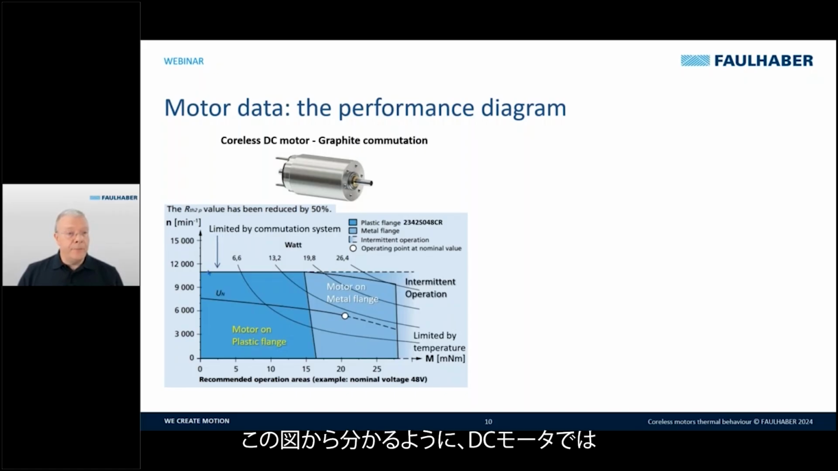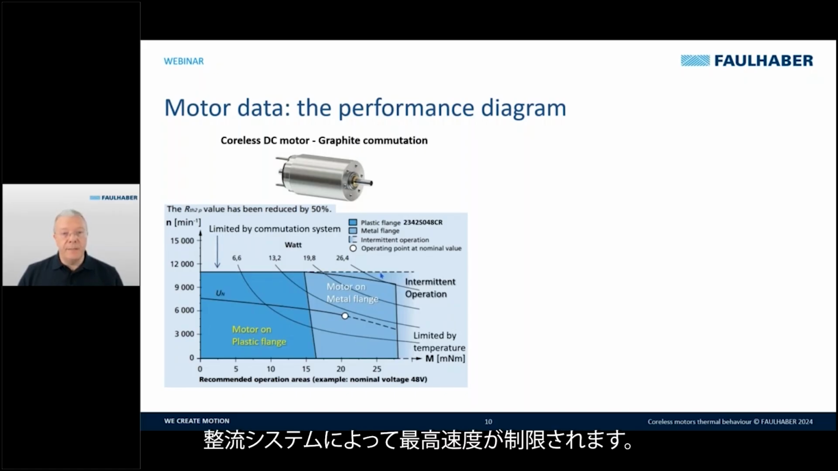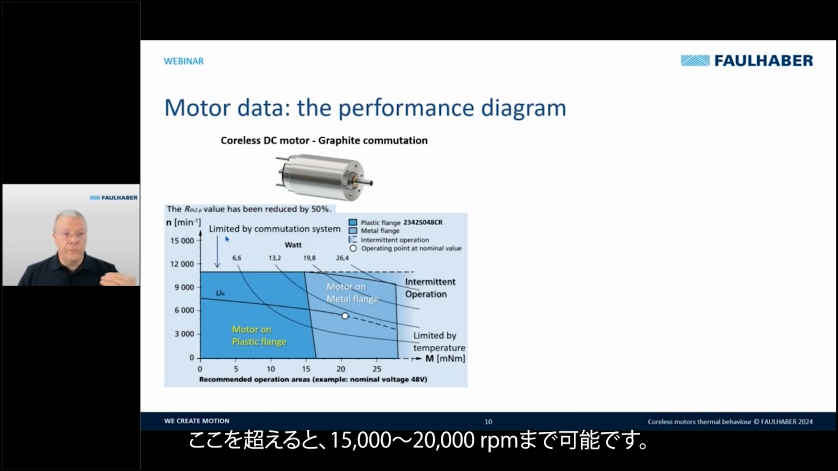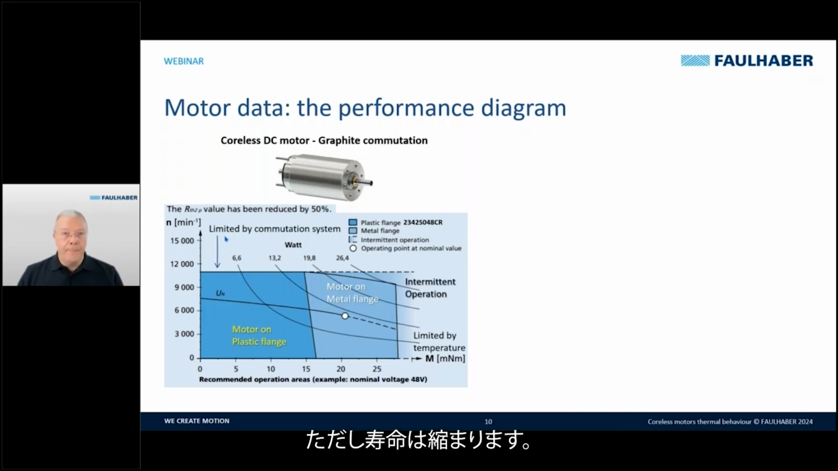In this diagram, you see the maximum speed is limited in a DC motor by the commutation system, in order to get a decent length of lifetime. We can limit this value. If you go over, you can go to 15,000-20,000 RPM, but the lifetime will be reduced. On the other side, you have a limitation by temperature.